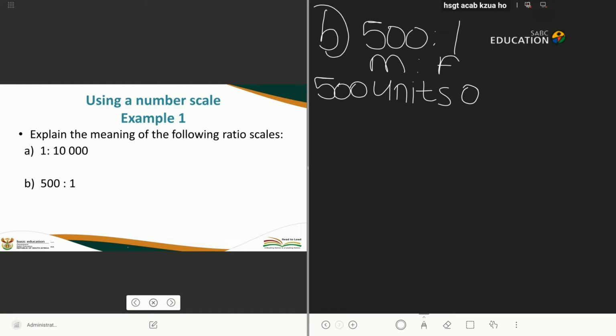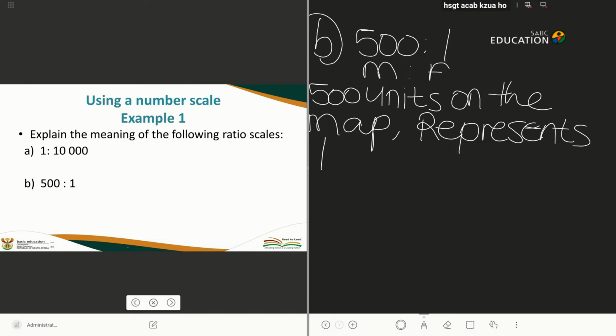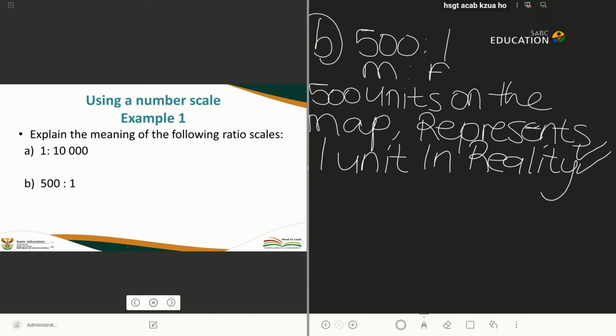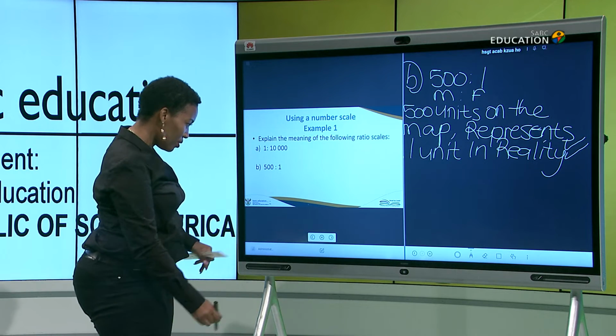500 units on the map represents 1 unit in reality. And then again, this is where you get your 2 marks by just explaining the meaning of the given scale. That is example number 1.